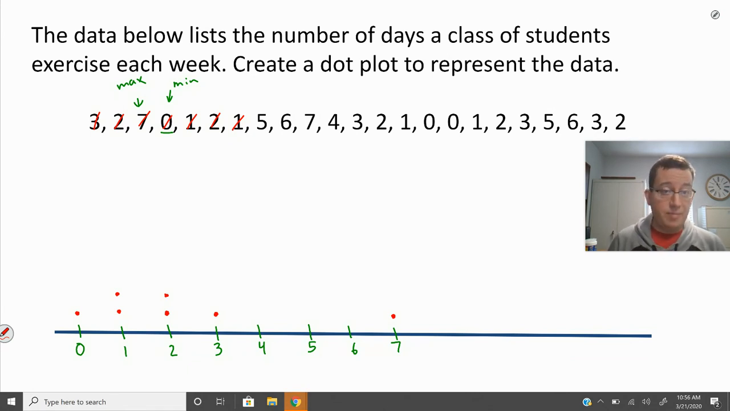Let's see how you did. So I'm going to come over here. I'm going to keep going. So I have my 5, 6, 7, 4. So I'm just going to keep going.